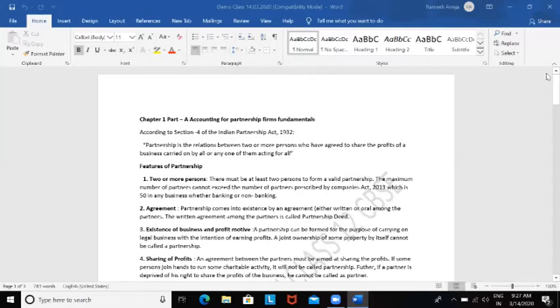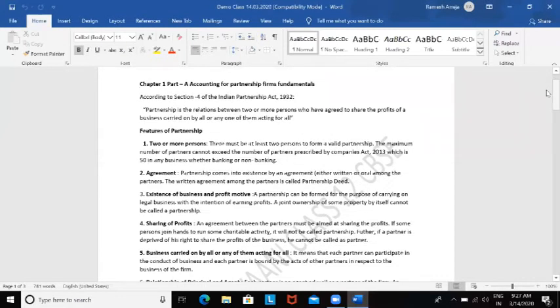Now the features of partnership. Two or more persons, obviously, as I told you. Whenever you see, whether in sports or anything, when two persons are playing, then we say that it's a partnership. So in a partnership, two or more persons are required. There must be at least two to form a valid partnership.